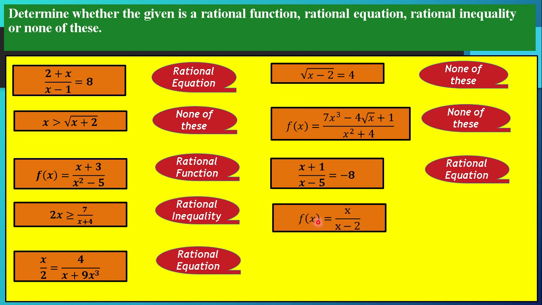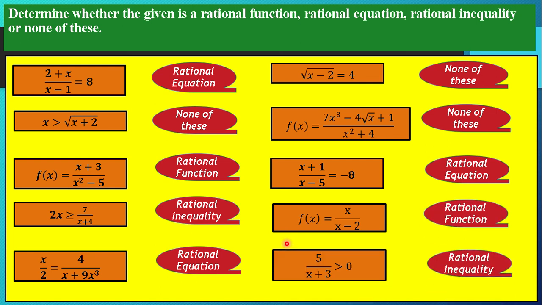Next, f of x is equal to x over x minus 2. May involve po ba na polynomial function? Yung numerator natin dito ay polynomial function. Yung denominator natin ay polynomial function. At meron tayo ditong f of x. Ibig sabihin yan, this is an example of rational function.